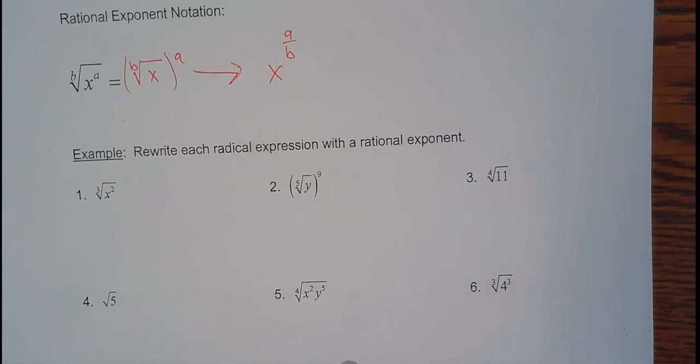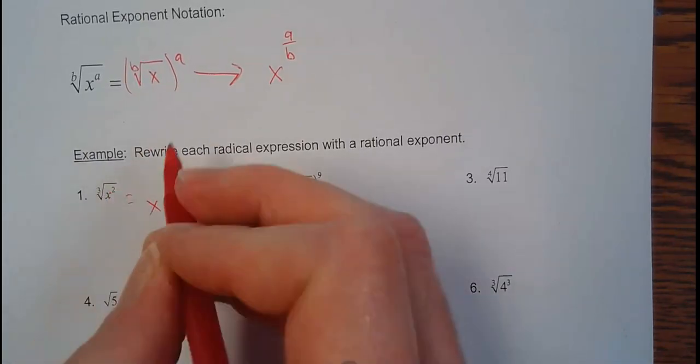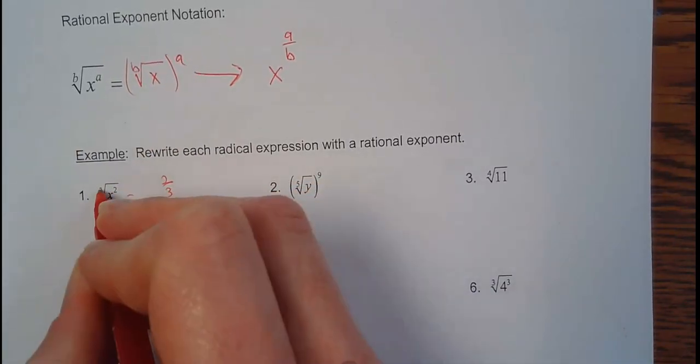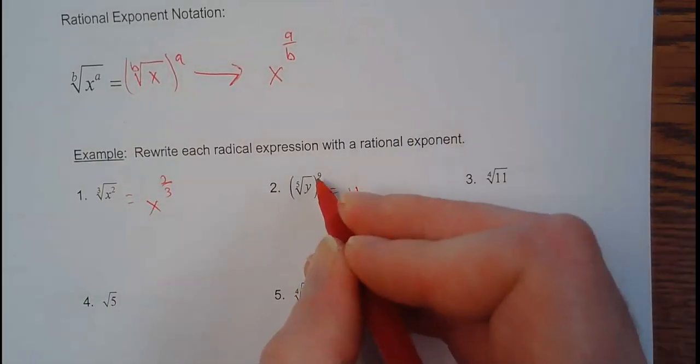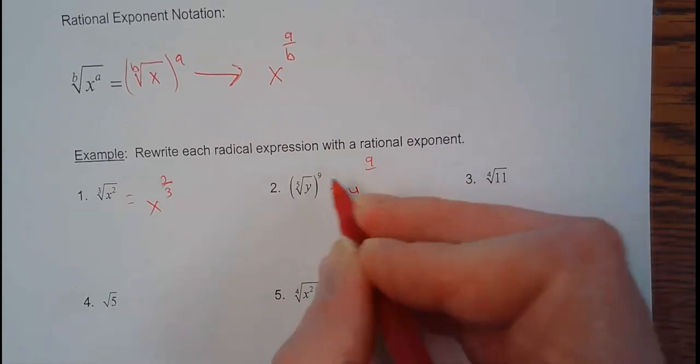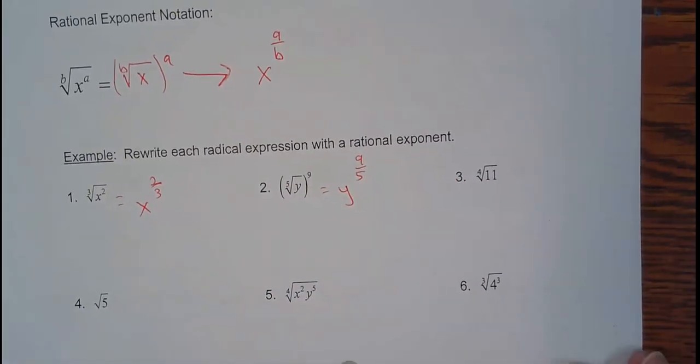Otherwise, you can kind of go with me here. So this would be the same thing as x to the 2 goes on top over 3. The root always goes on bottom. The root always goes on bottom here. So this would be y to the 9 is the exponent, the 5 is the root. So y to the 9/5 power.